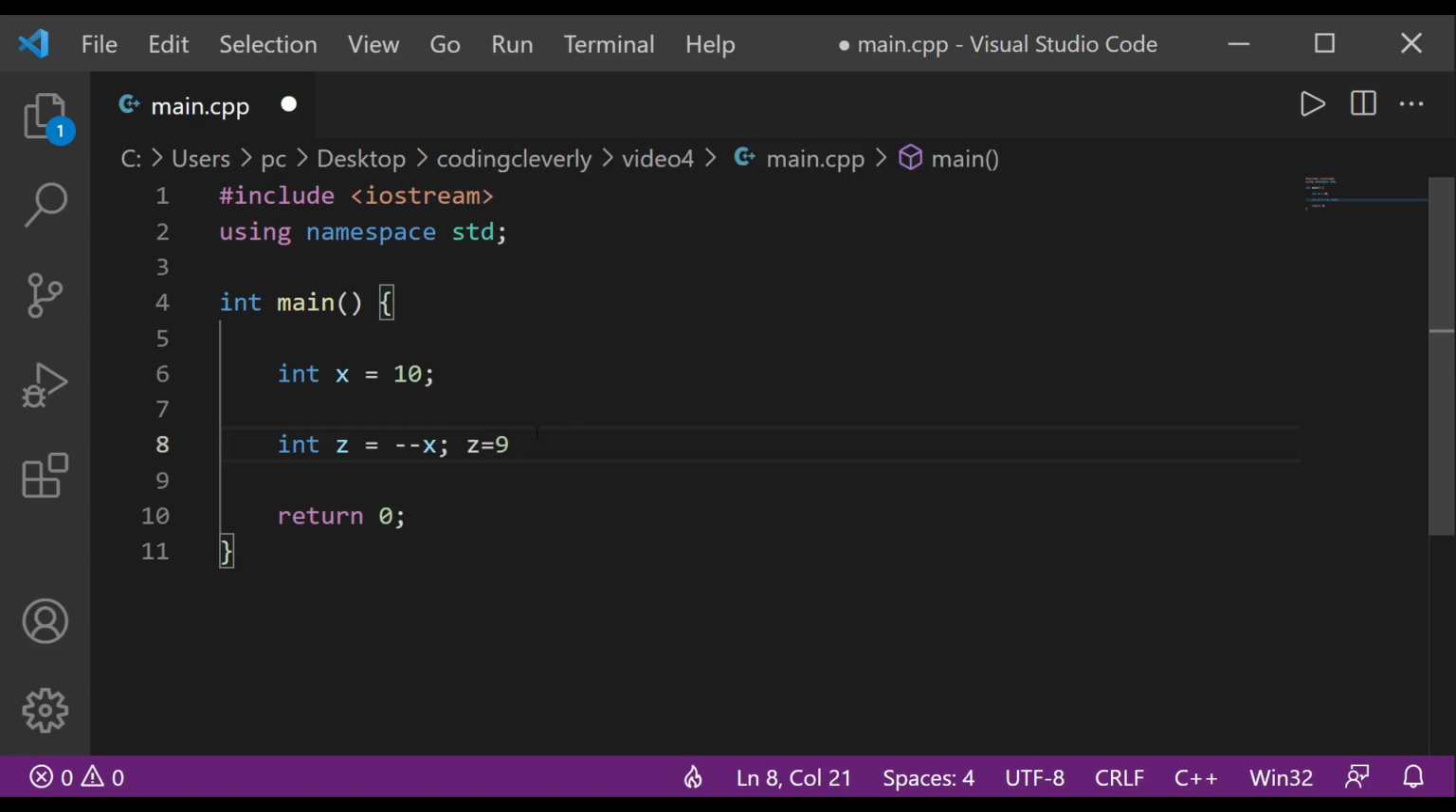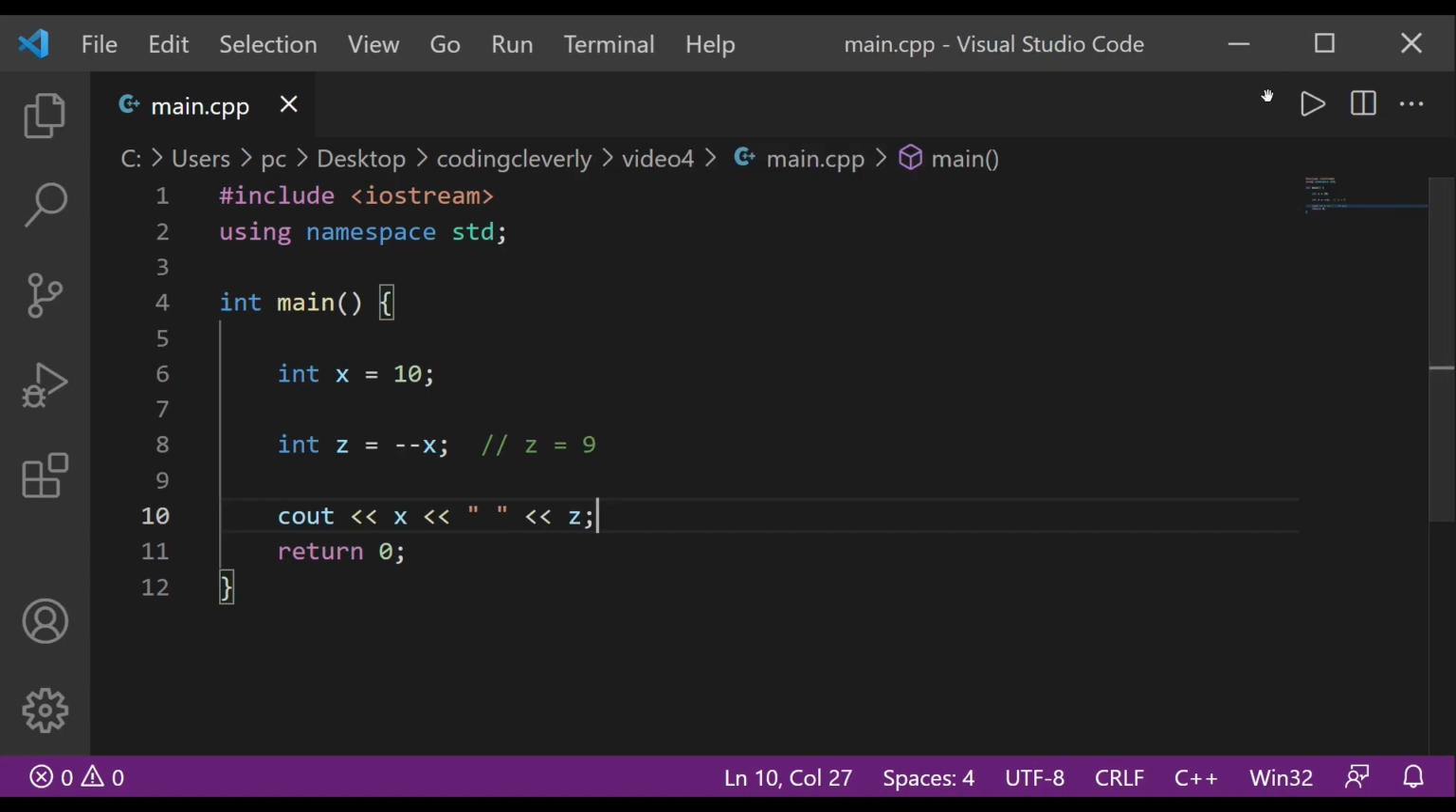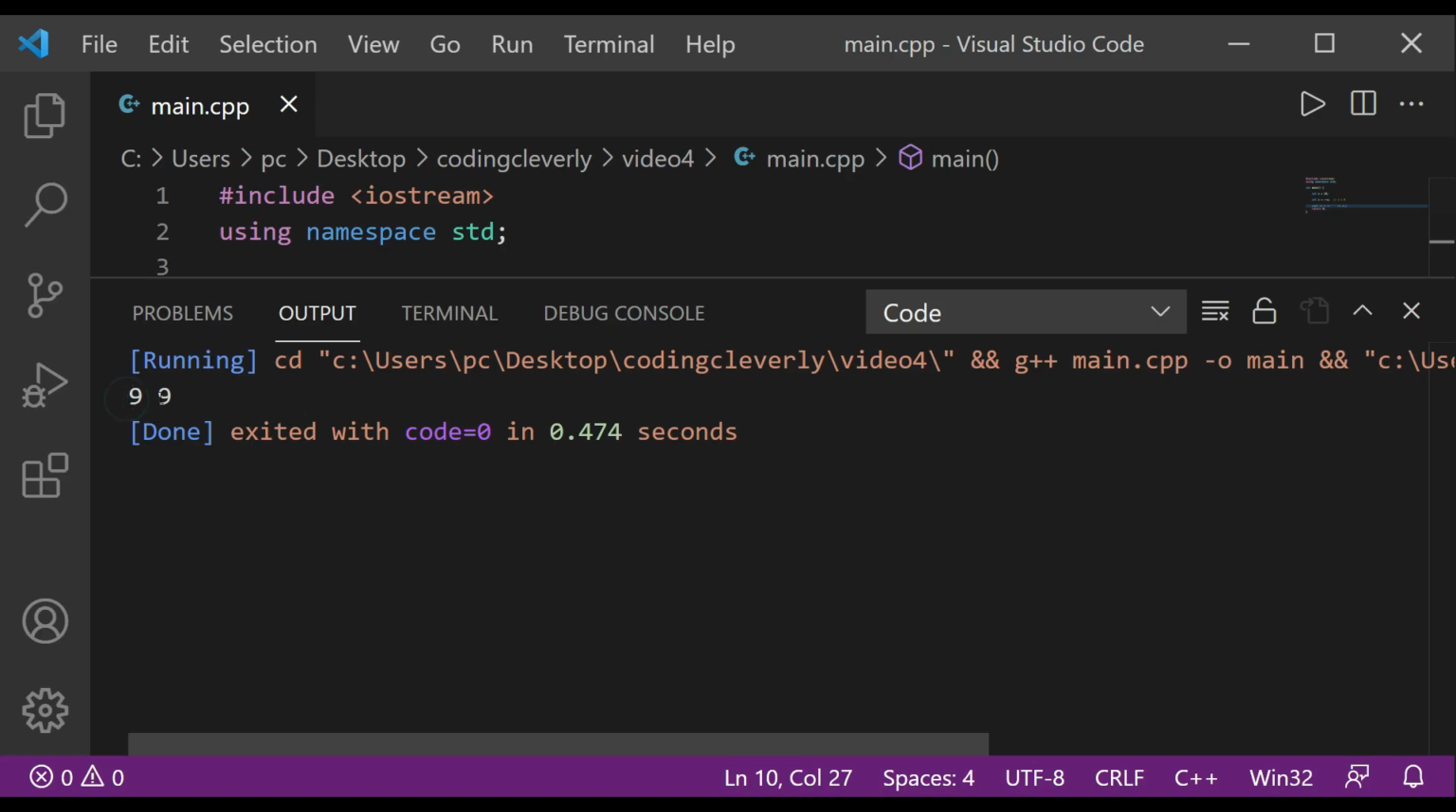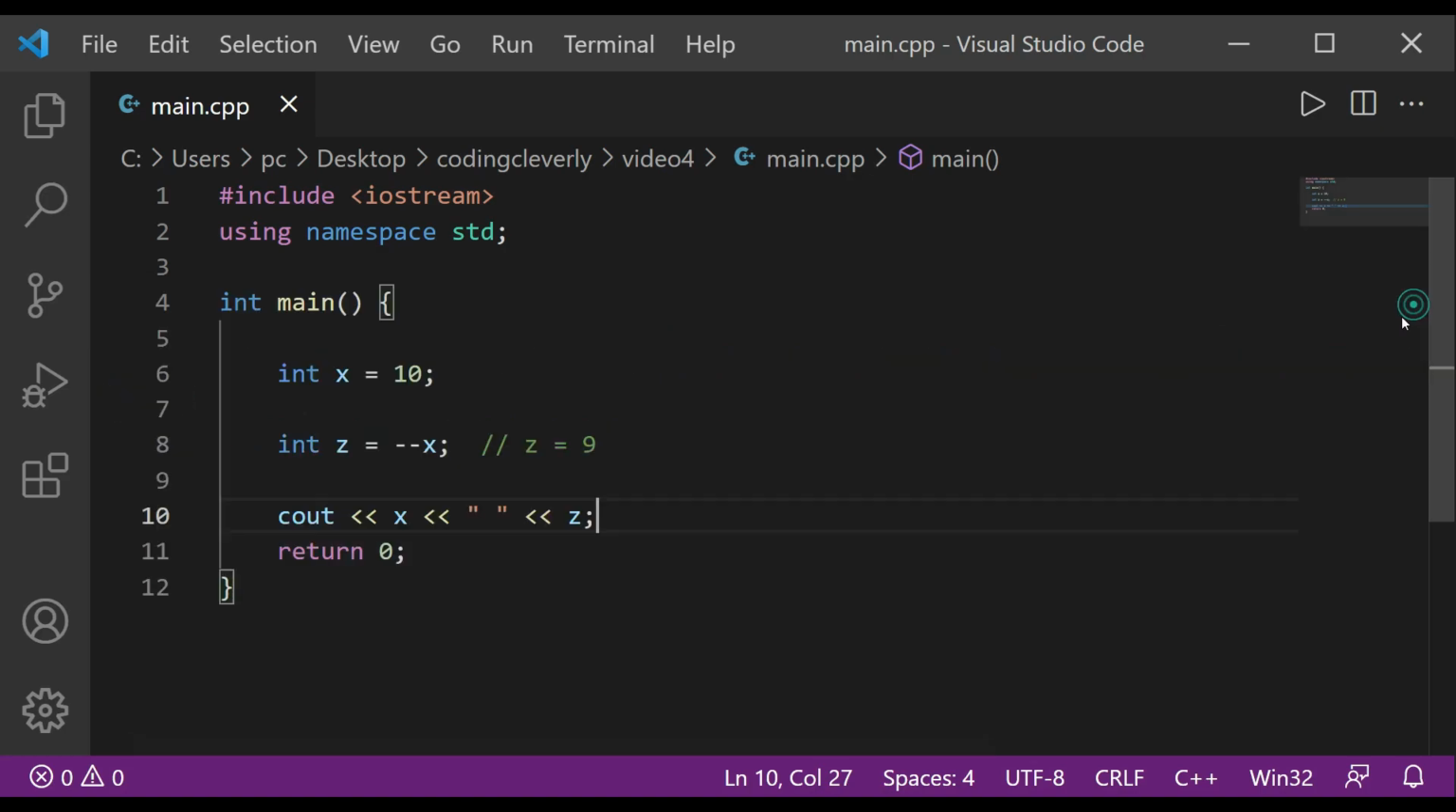So over here we'll have 9. If we print them out, let's say console output, x value, then a space, and then the z variable. If we run the code, we'll get 9 and 9. Notice that they changed, because this is the pre-decrement operator, which decrements the variable's value first. So it's going to be 9, and then it will assign it to z. Since x is now 9 because it's decremented, z will be 9 as well.